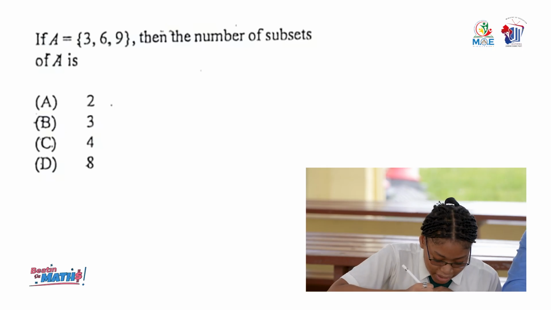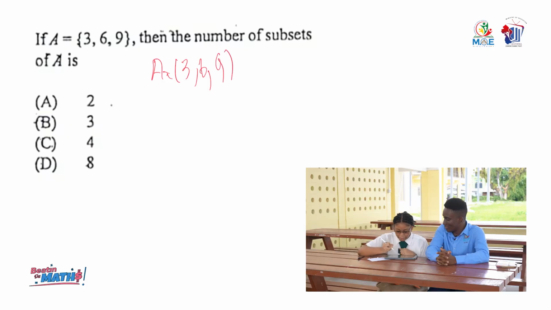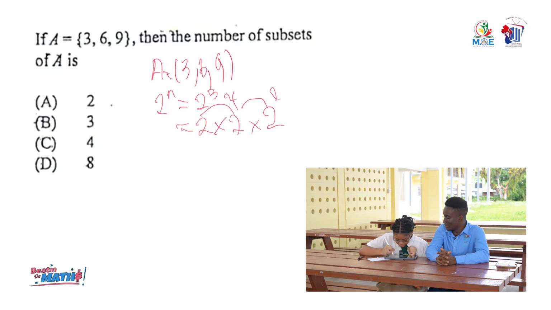Okay, so A equals {3, 6, 9}. There are 3 numbers in the bracket, and the formula for the number of subsets is 2 to the power n. Since there are 3 numbers in the bracket, n equals 3. 2 to the third power is equal to 2 times 2 times 2. 2 times 2 is 4, 4 times 2 is 8, meaning the answer is 8. So you'll circle D. Yeah, D.